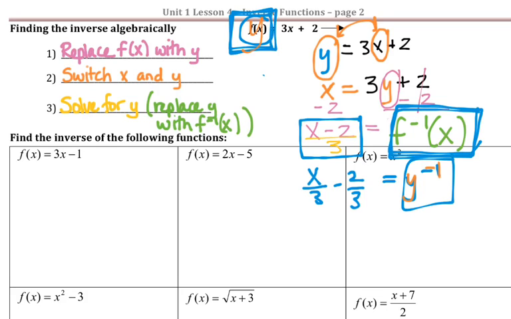Bailey? So if I start with a y, then it needs to be a y to the negative one. Yes. But if I start with an f of x, it needs to be the f minus 1. Exactly. If you start with a y, you need to end with a y inverse. If you start with an f of x, you need to end with an f inverse of x. If you start with a g of x, you need to end with a g inverse of x. If you start with an h of x, you need to end with an h inverse of x. Once you start, you get the hang of it.